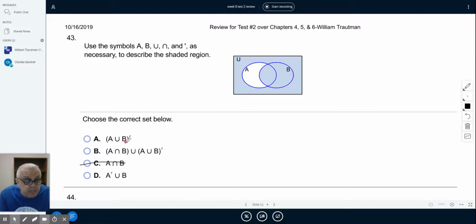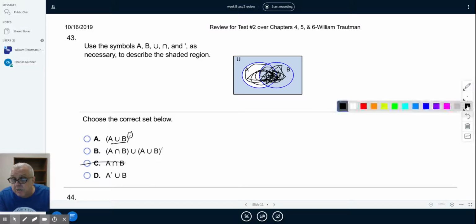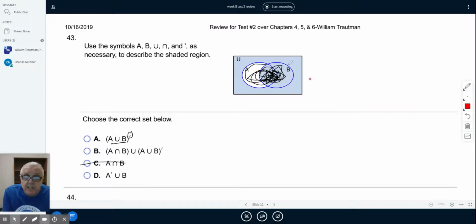A union B is everything in A and B, a marriage of A and B. However, it's not. So everything that I did not shade in, and I'm going to do it in red, everything I did not shade in is all of this. However, we have to count the stuff inside B, but we can't because it says not A union B. So that can't be the answer. I'm going to erase all this again. So A and C are not the answer. It's really easy to find out which ones are not the answer.